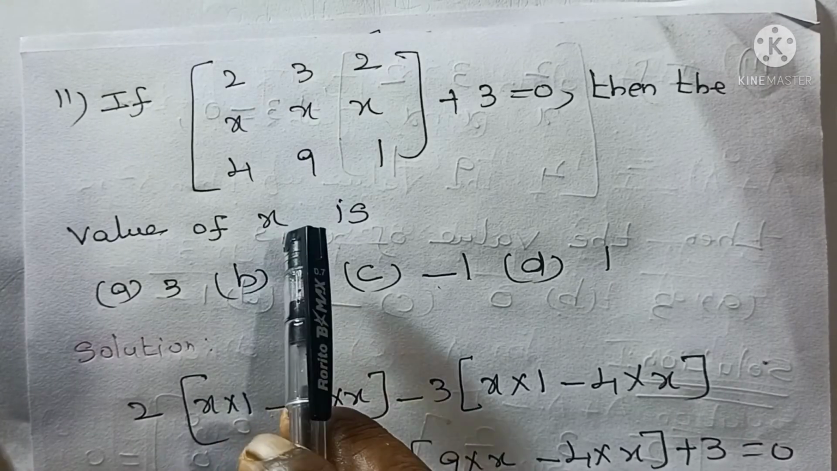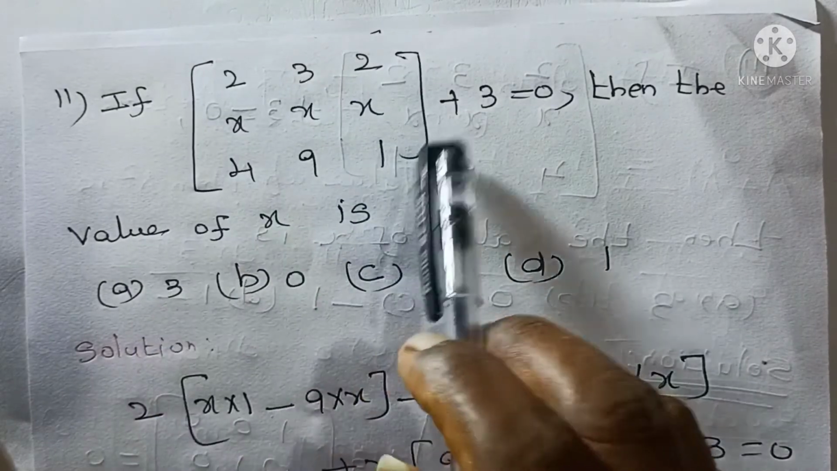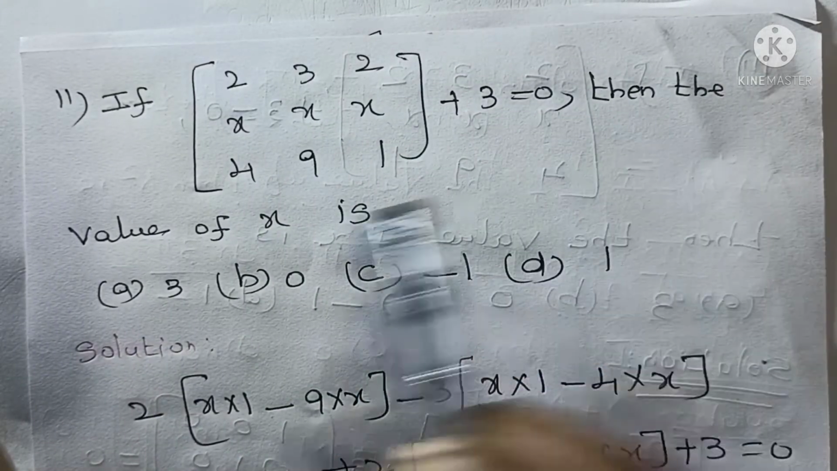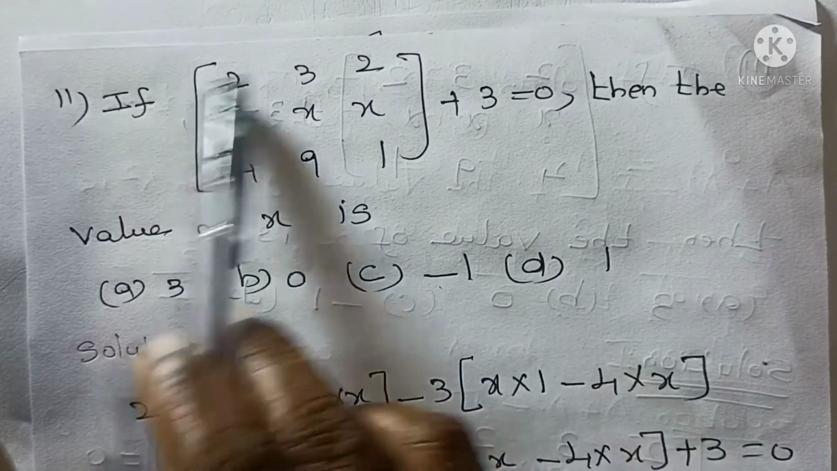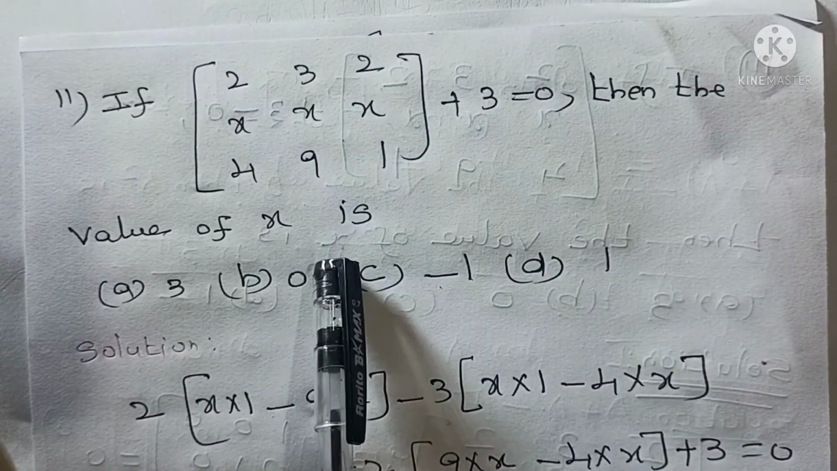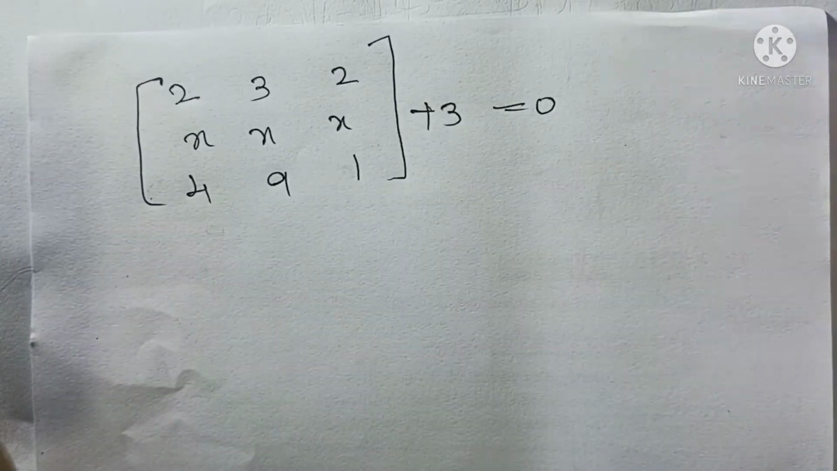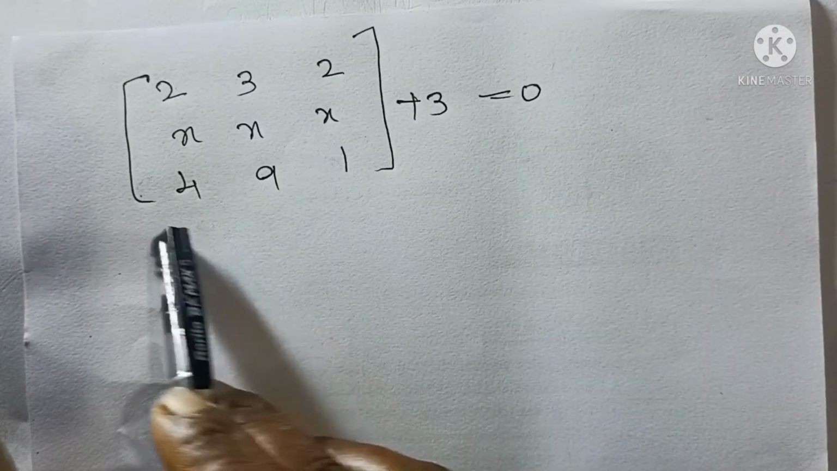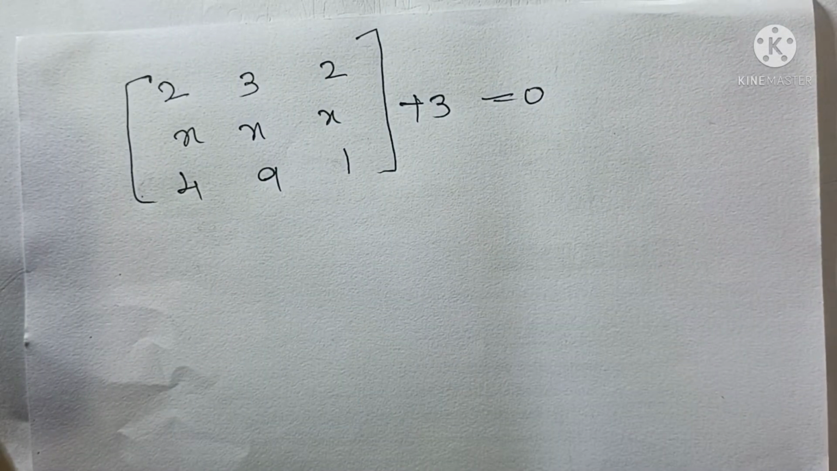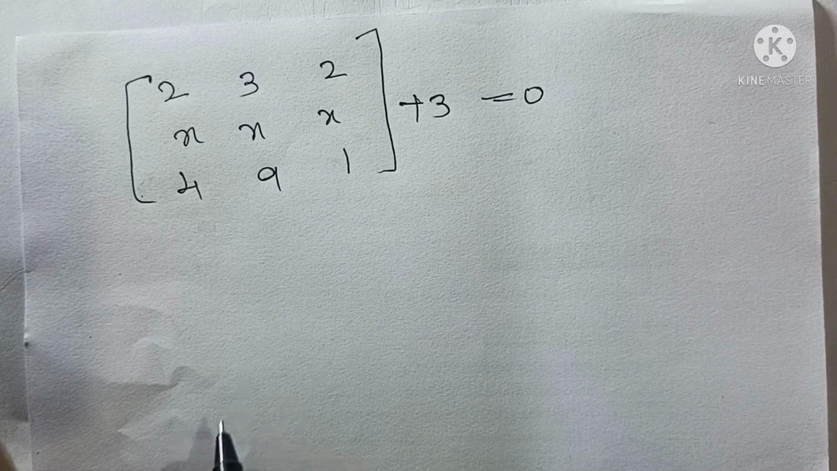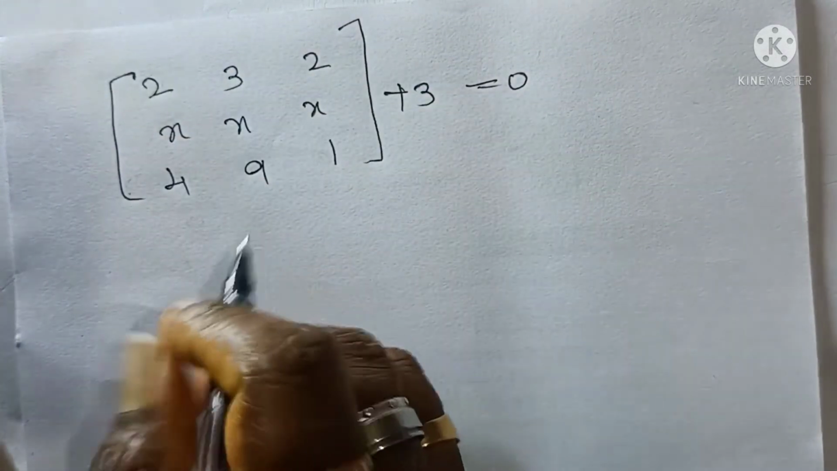Now let's move on to the 11th question. If this matrix plus 3 is equal to 0, then the value of x is. This one they have given, we have to find the value of x. We have to simplify it, then we can find the answer. So how to write this one?